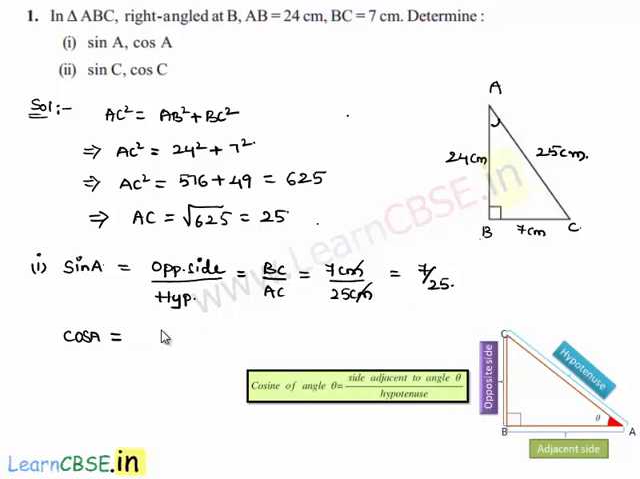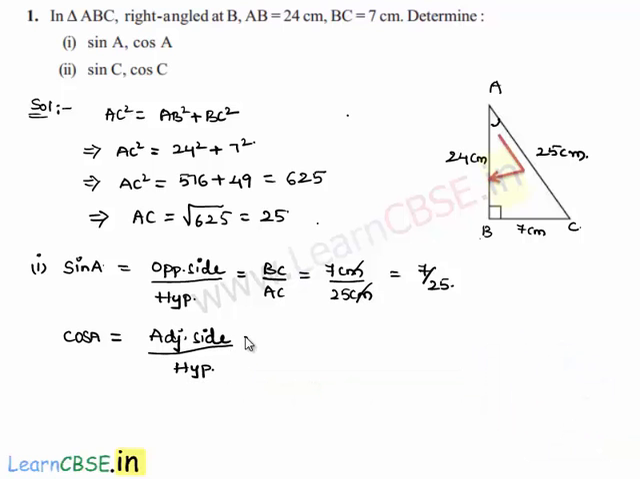Now, we are also asked to find the cos A. Here, we know that cos of an angle is equal to adjacent side by hypotenuse, which is equal to, here adjacent side is AB for angle A and hypotenuse is AC, which is equal to 24 centimeters by 25 centimeters. That is equal to 24 by 25.